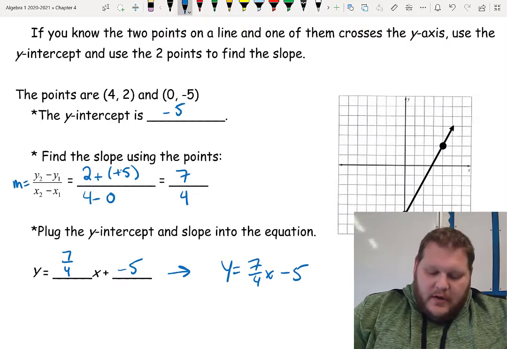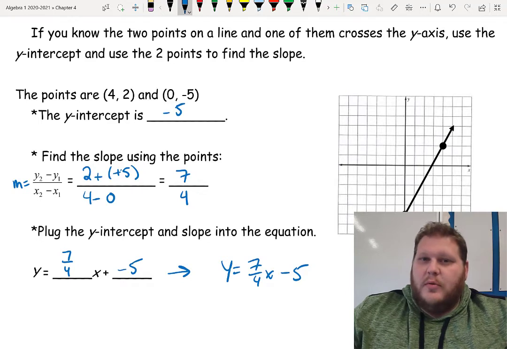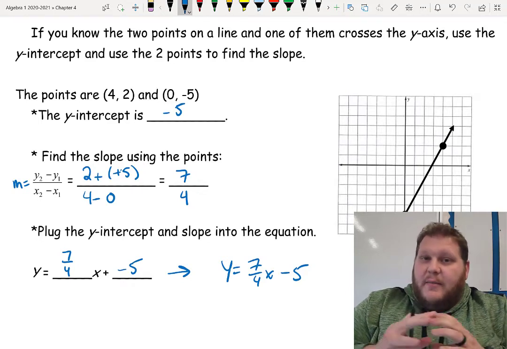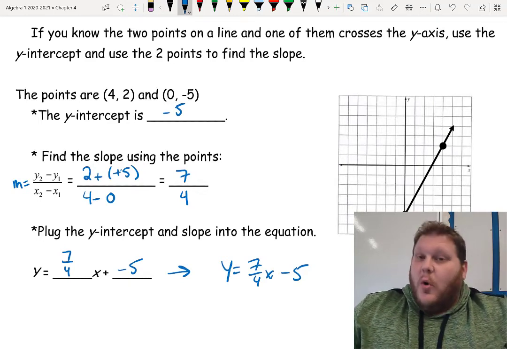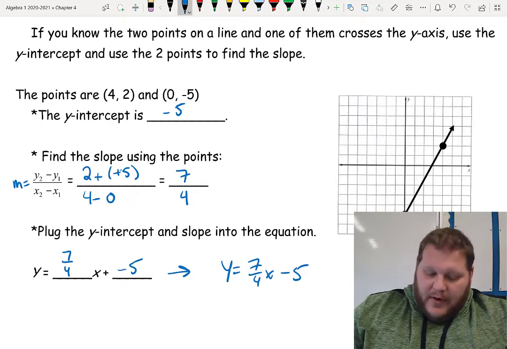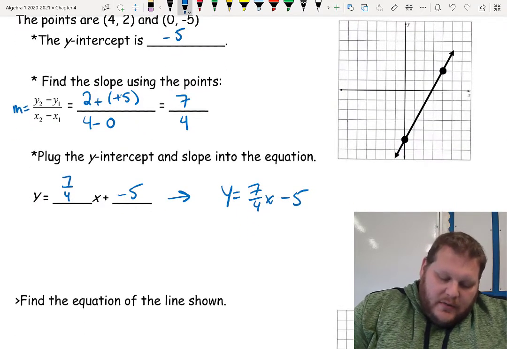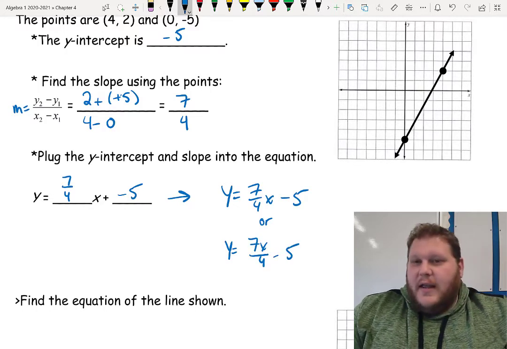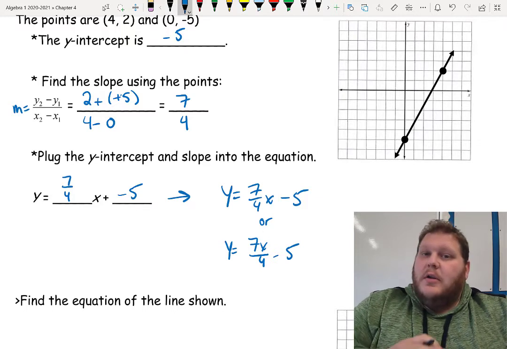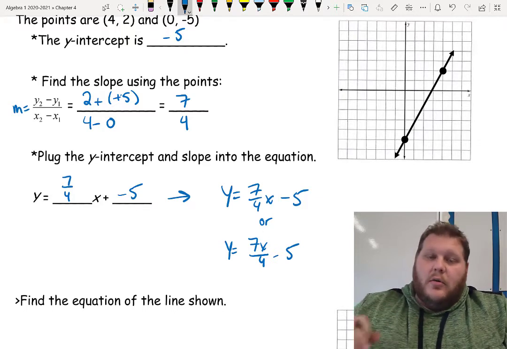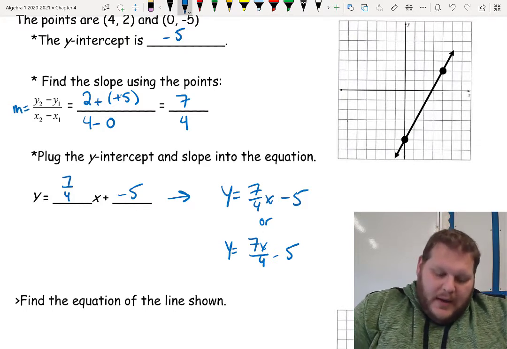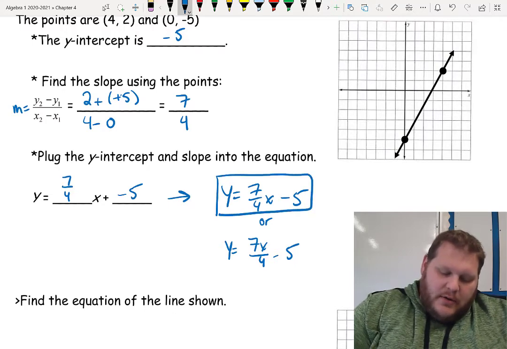Your x value here, when you have a fraction for your slope, I always just keep it next to it. I leave my x value separate from it. If you're going to combine them together into just a single fraction, the only correct way that you can write that would be y equals 7x over 4 minus 5. The x can stay in the numerator, right next to it. But this right here is how I usually write my answer.